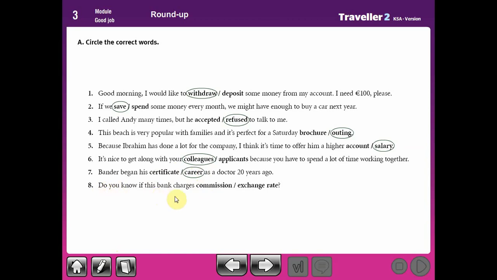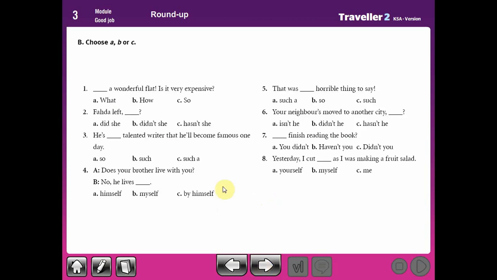Do you know if this bank charge means takes, right? Takes commission or exchange rate. Commission means the money they take because of the service they give you, so they charge commission. But the exchange rate means the price of the money. So what's the exchange rate for the dollar today? It's 3.75 riyals, right? So this is the exchange rate. But the commission means the money you take for the service you give.